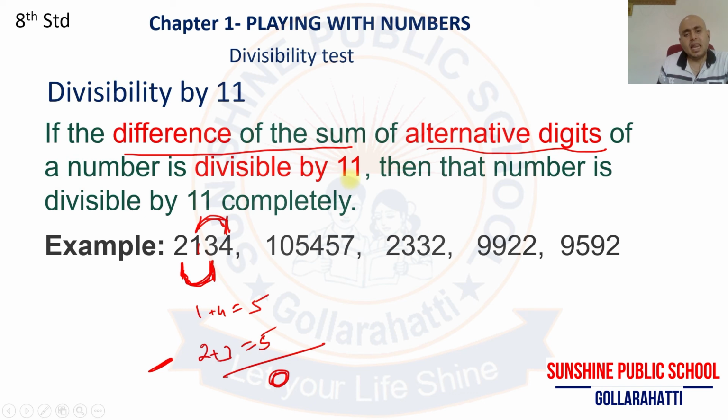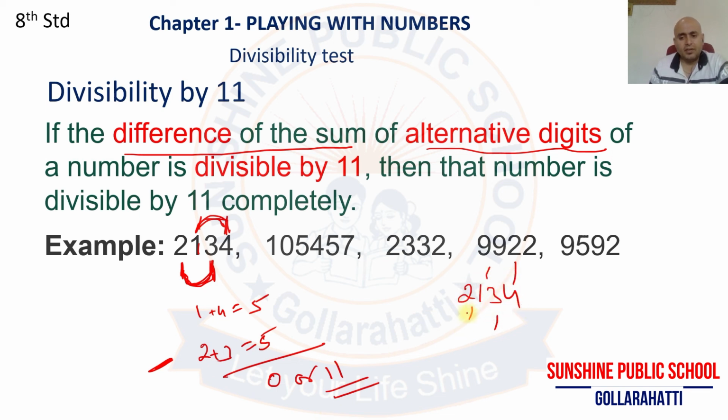If the number is divisible by 11, then that number is divisible by 11 completely. That means if you add the alternate digits and subtract, and you get a total of 0 or a multiple of 11, then you can say this number is completely divisible by 11. So this number 2134 is completely divisible by 11, by adding the alternate digits and subtracting. Okay, next let us see another example.